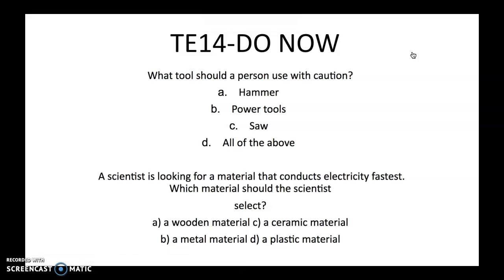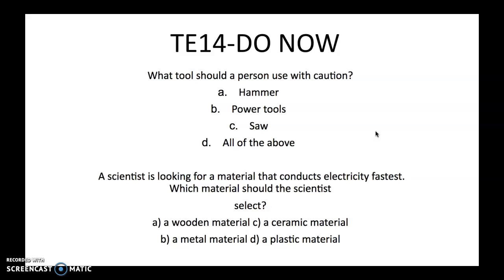Go ahead and start by pausing the video and thinking about this. Do now. All right, so the first question, obviously the answer is all of the above. In school, we would normally be practicing using a few of these, and hopefully you'll get to do that next year when we get back. But basically, safety is always advised when you're using tools.